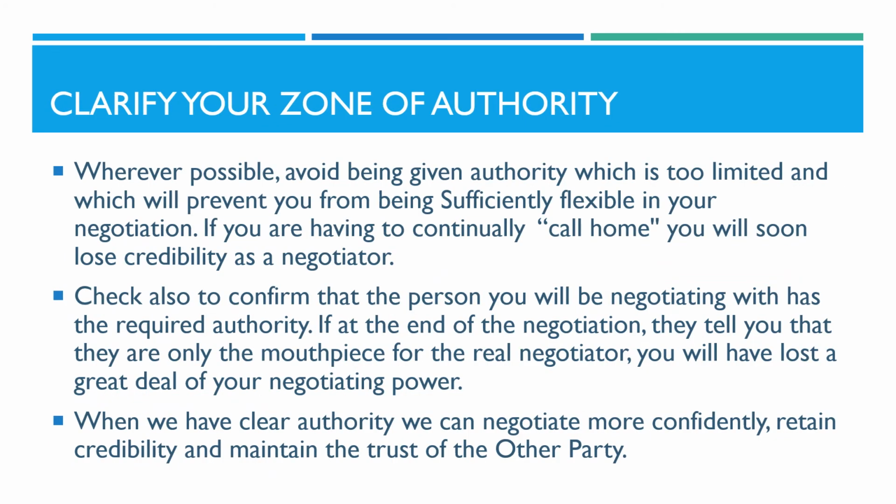Our final consideration in setting objectives for the negotiations is knowing your level of authority. Wherever possible, avoid being given authority which is too limited, and which will prevent you from being sufficiently flexible in your negotiation. If you are having to continually call home, you will soon lose credibility as a negotiator. Check also to confirm that the person you will be negotiating with has the required authority. If at the end of the negotiation, they tell you that they are only the mouthpiece for the real negotiator, you will have lost a great deal of your negotiating power. When we have clear authority, we can negotiate more confidently, retain credibility, and maintain the trust of the other party.